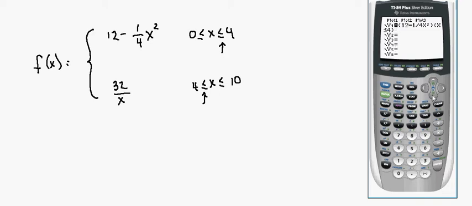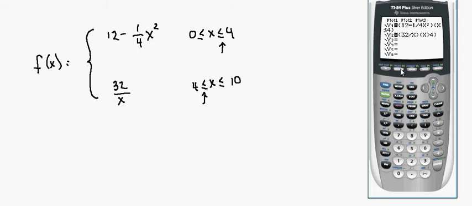In y2, I'm going to put my other formula in and put it in parentheses again. Pretty easy. 32 divided by x. Again, close parentheses, open parentheses, x test is greater than, choice 3, 4. Now if I've done this correctly, what will happen is I'll see that piecewise function graphed.